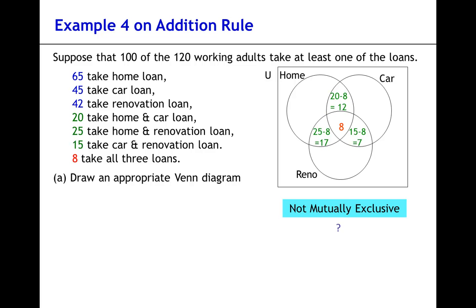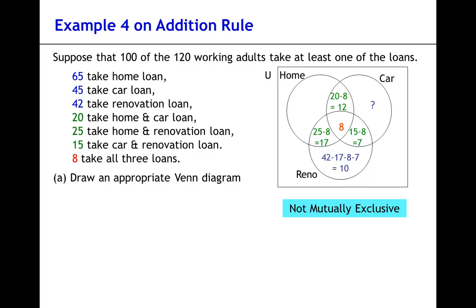Next, what about this region? We are given that 42 take renovation loan, but that's this whole circle here. Hence, we have to take 42 minus all the intersecting regions of 17, 8, and 7 to get 10 for this region.